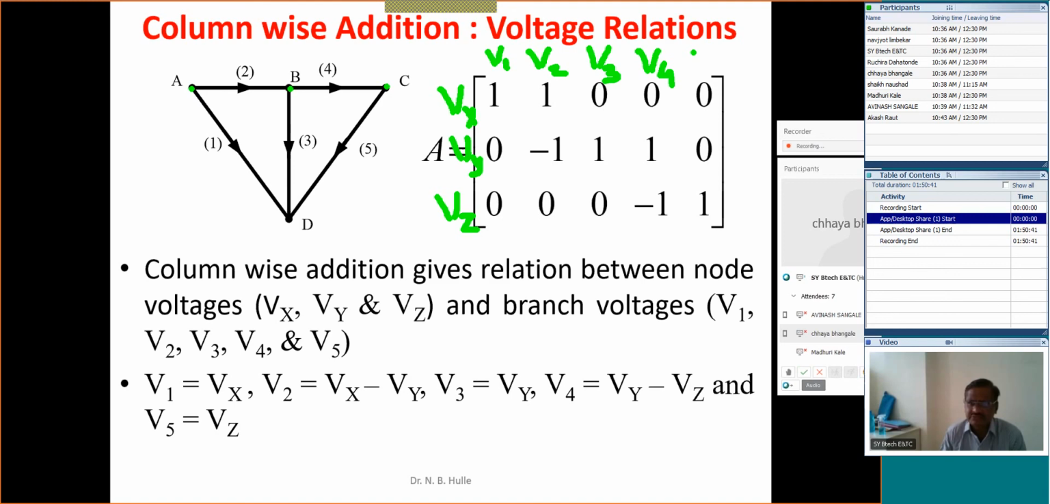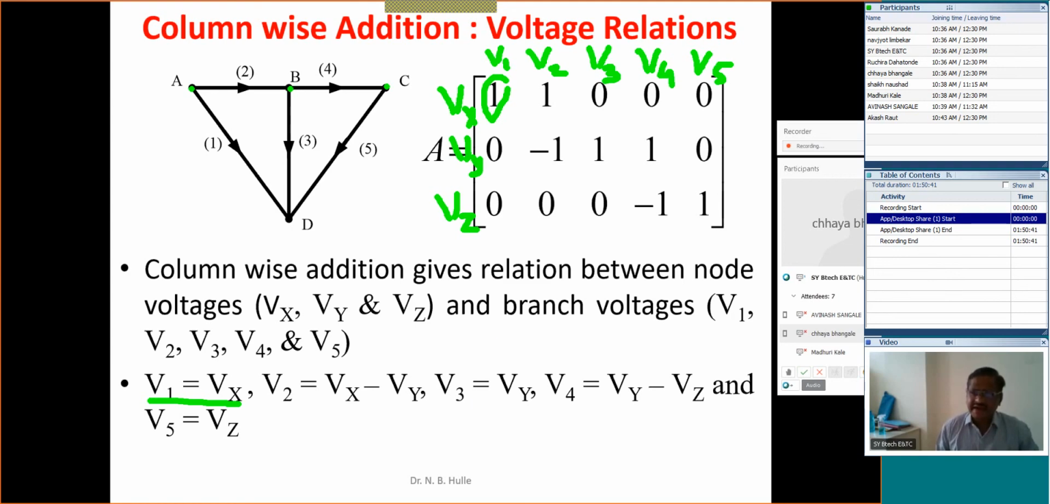These are the things which I have to mention before starting to find the relation from our column-wise addition. Means indirectly we are finding the relation between the node voltages and branch voltages. Is it right? If we are finding the voltage of the first branch, V1, how is it V1? Only one parameter is there throughout this branch. Means this V1 is the same as Vx. I have tried to mention here, this V1 is very same as Vx.